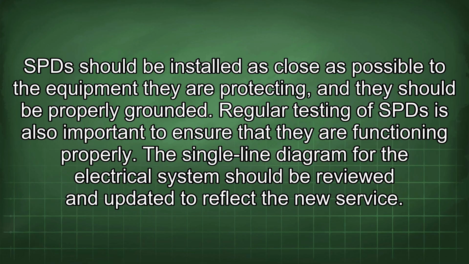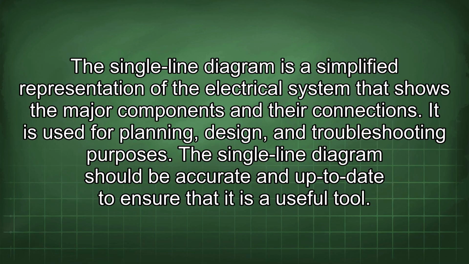The single line diagram for the electrical system should be reviewed and updated to reflect the new service. The single line diagram is a simplified representation of the electrical system that shows the major components and their connections. It is used for planning, design, and troubleshooting purposes. The single line diagram should be accurate and up to date to ensure that it is a useful tool.